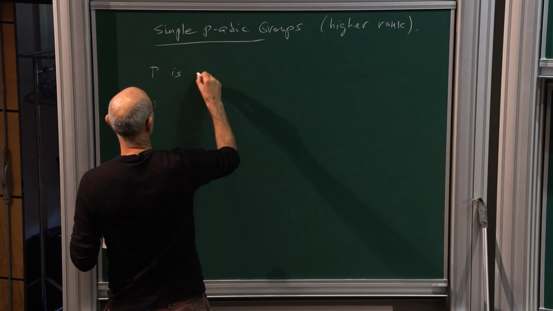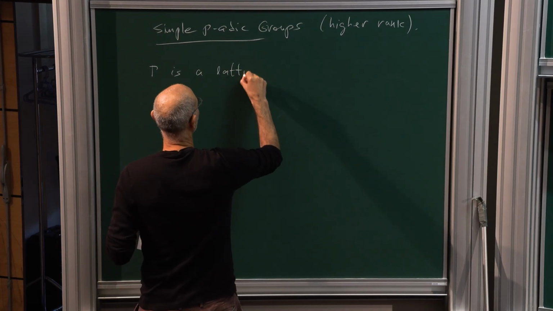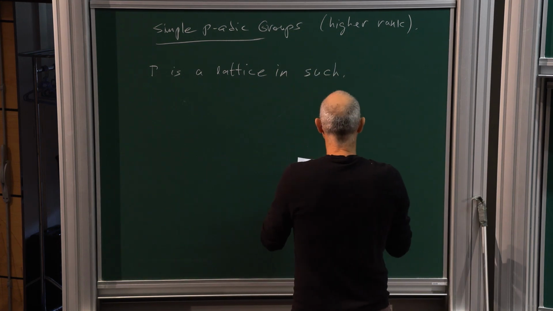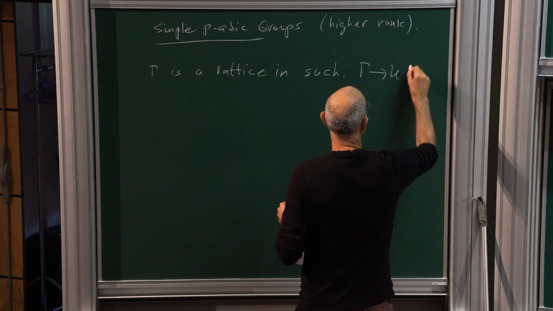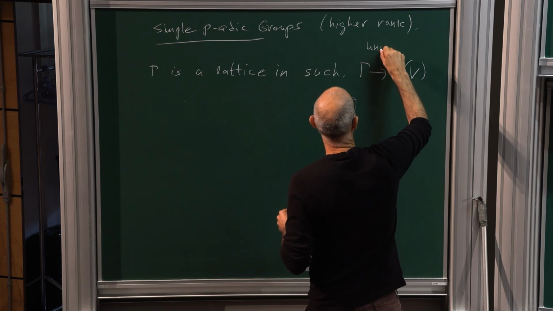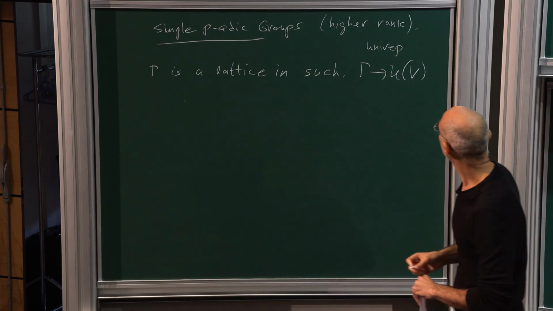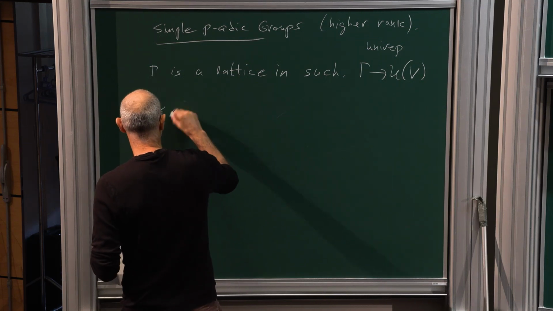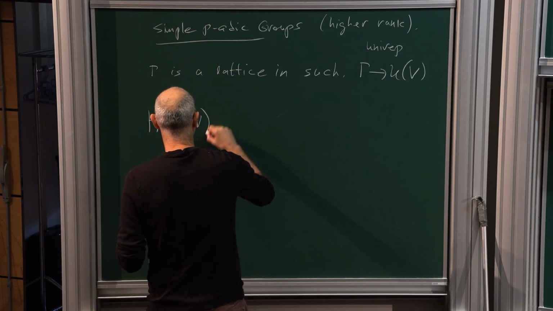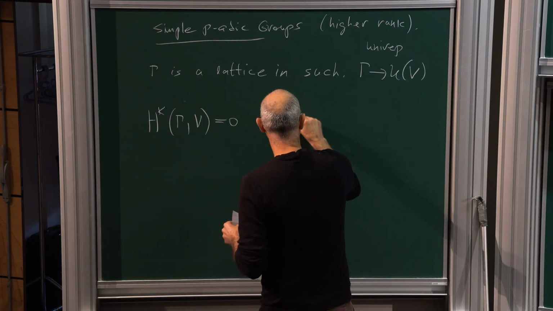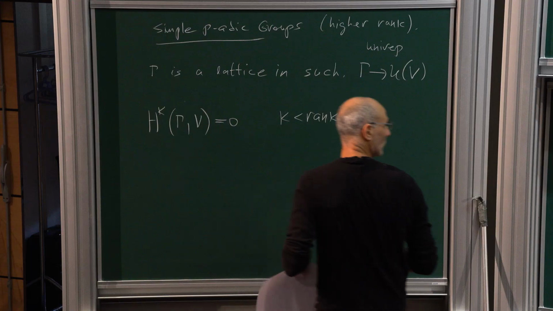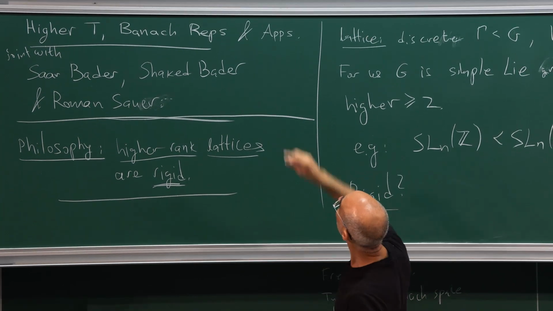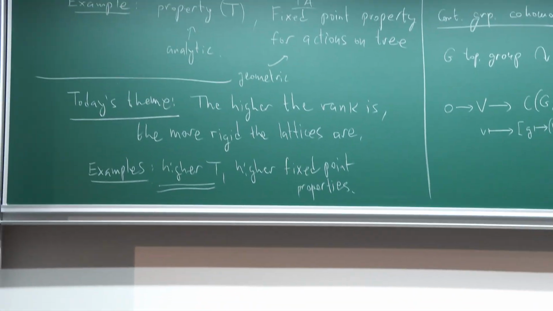Now gamma is a lattice in such a group. Take a unitary representation. What happens is that we have vanishing below the rank. So this is an example of higher property T that I will give in a minute.